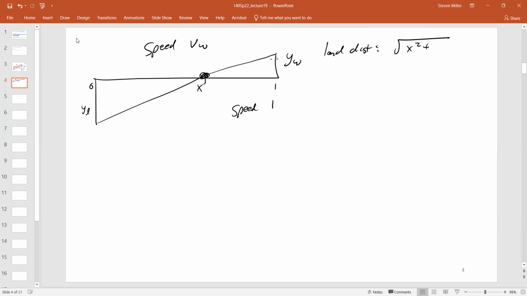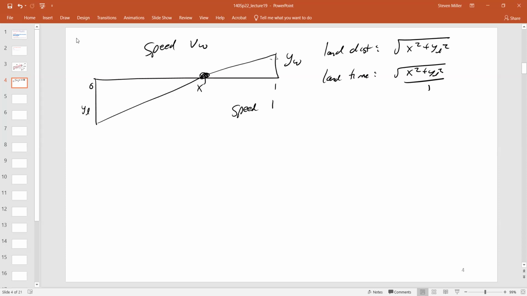So x squared plus YL squared. And so the land time is what? I have my distance, and my speed is distance per time. So how would I get distance divided by speed? It's the square root of x squared plus YL squared over 1. I am going to write the over 1, and I'm going to drop it very soon, just so we see how we're getting it.